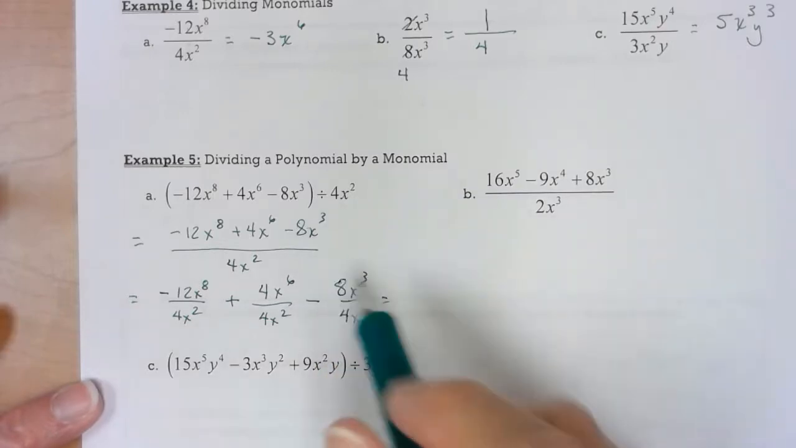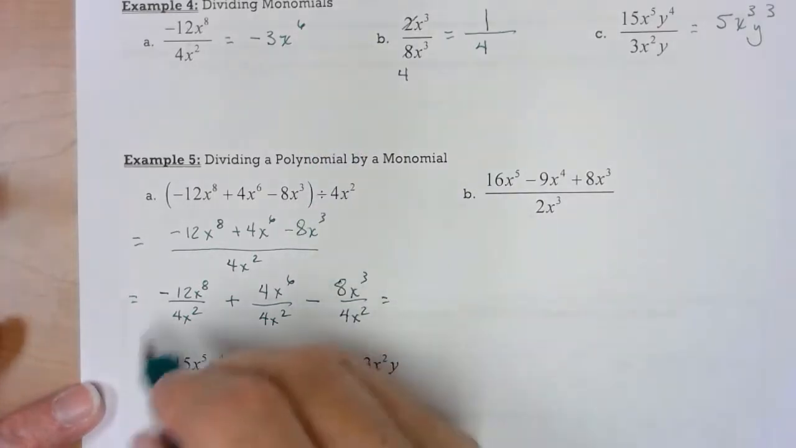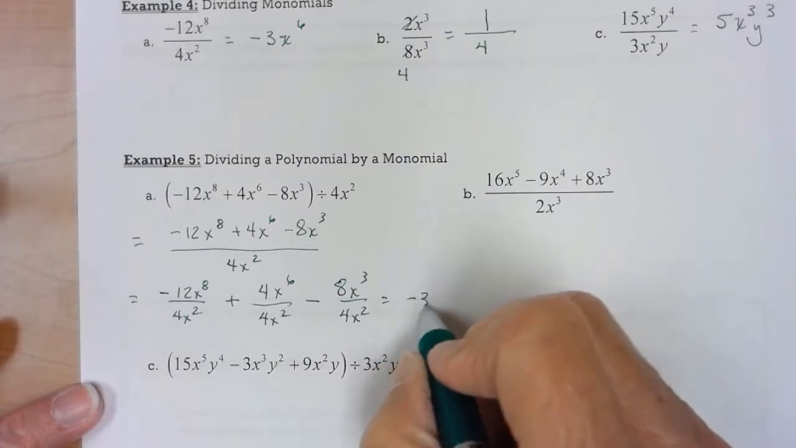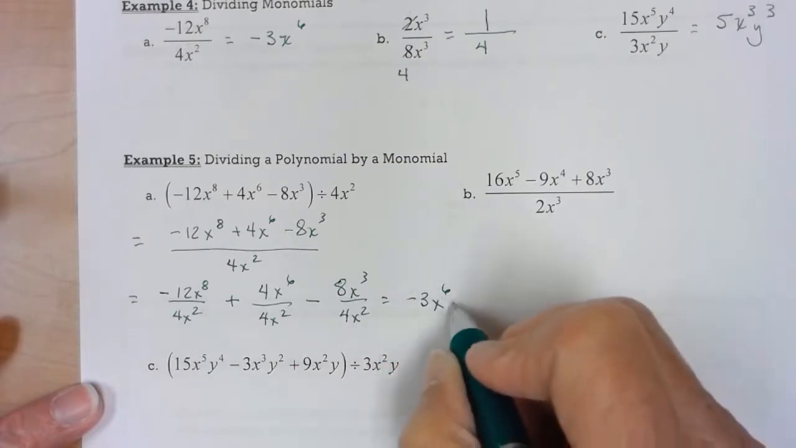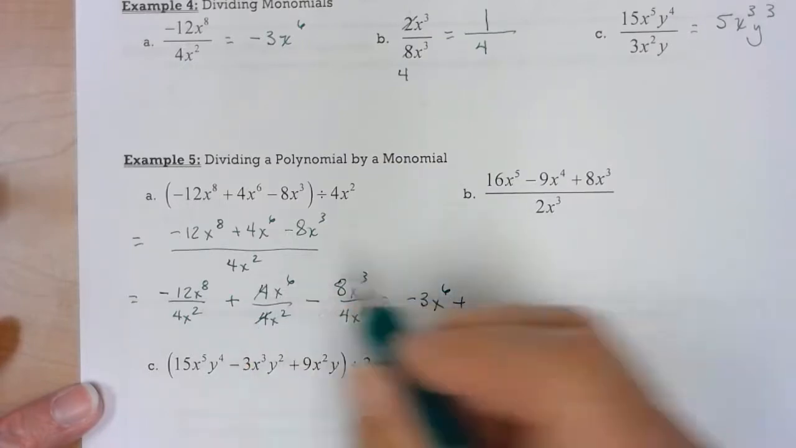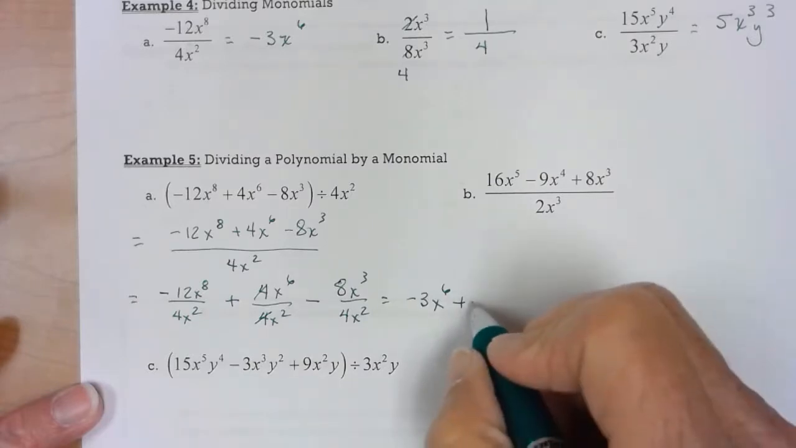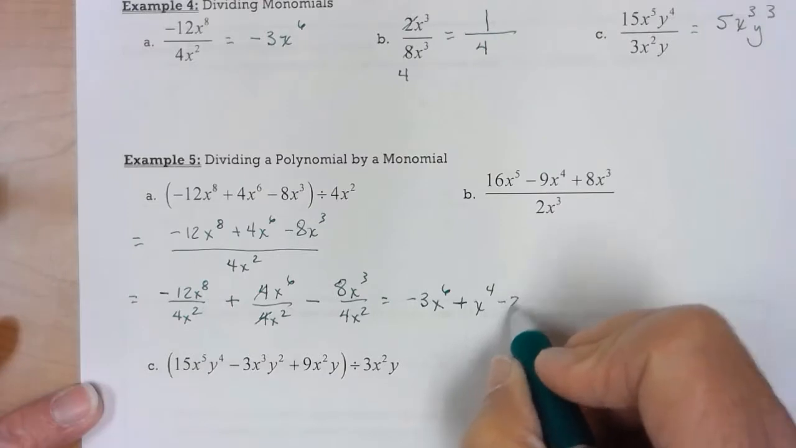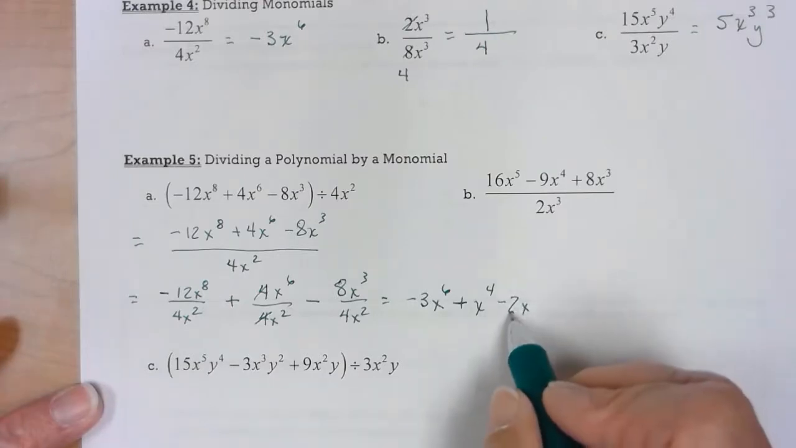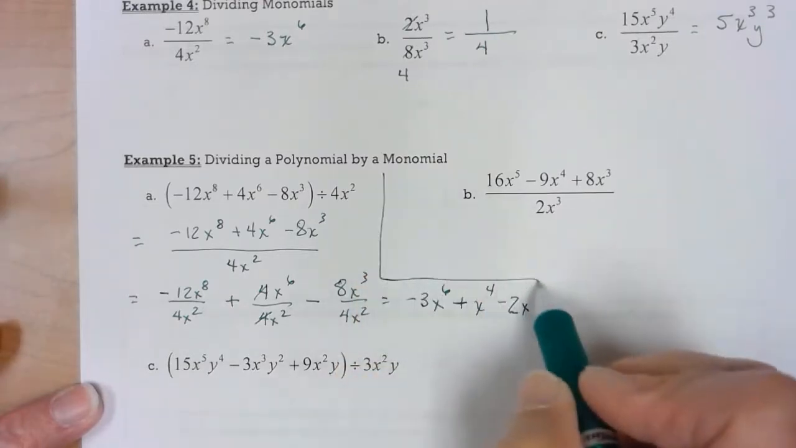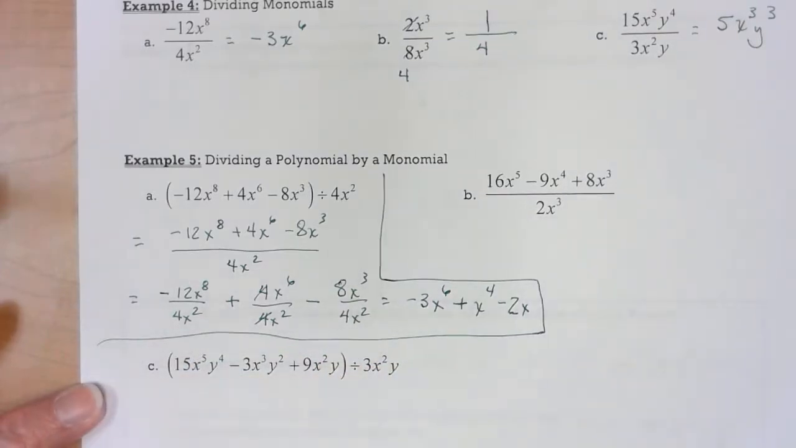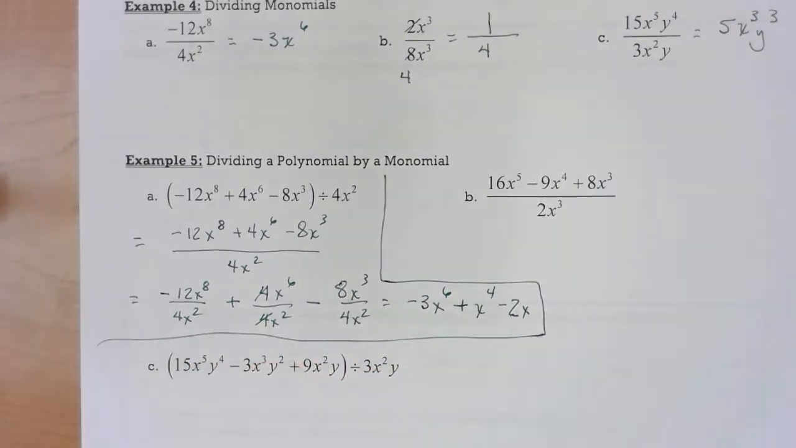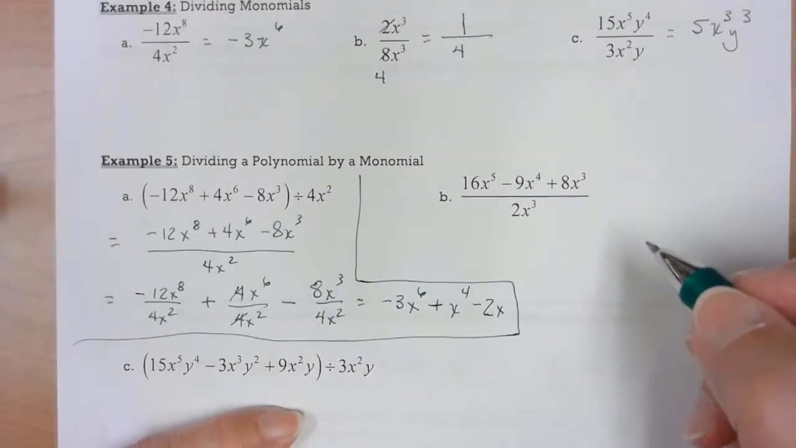So now we're back playing with what we did earlier. So I'm going to have a negative 3 x to the 6th plus my 4's eliminate. I get a 1 there. That would be x to the 4th, a negative 2x. So that would be the answer to that problem. So pause me and do the rest of these and see if you come up with what I'm going to end up with.